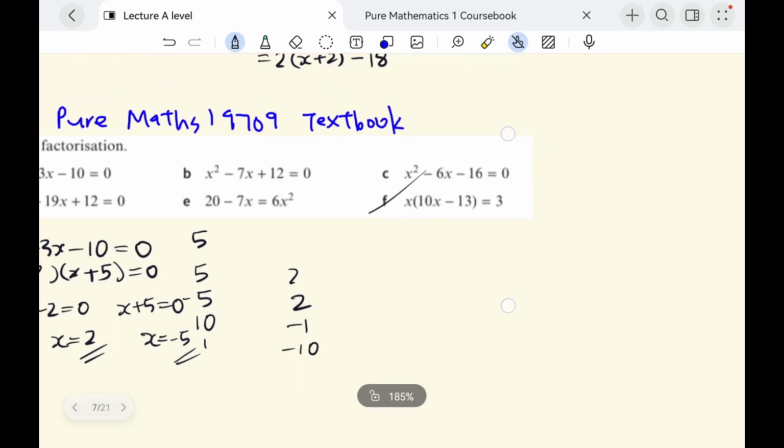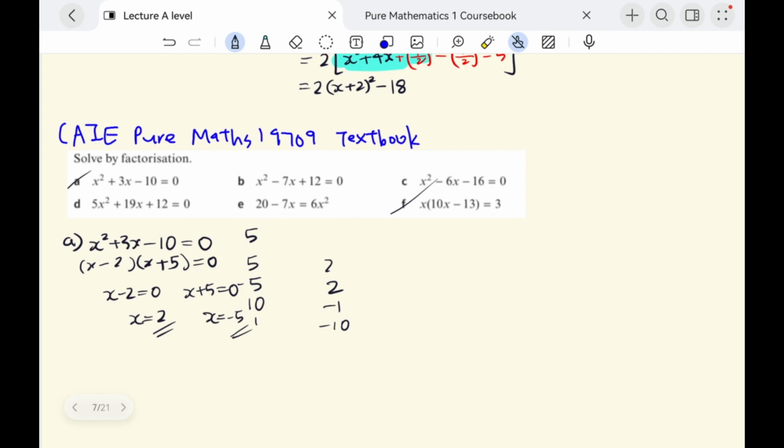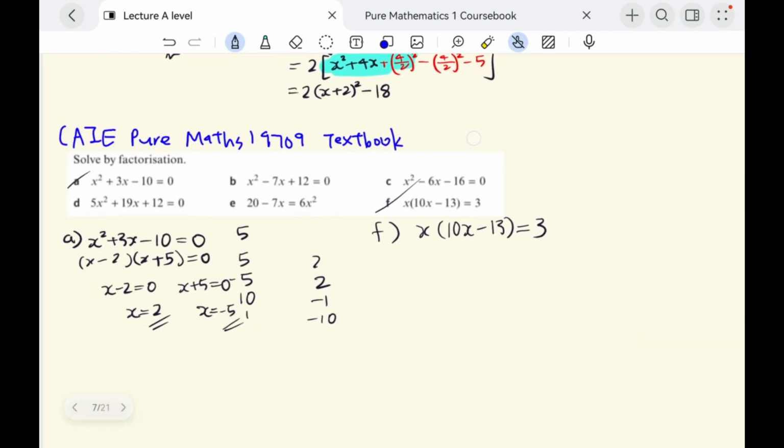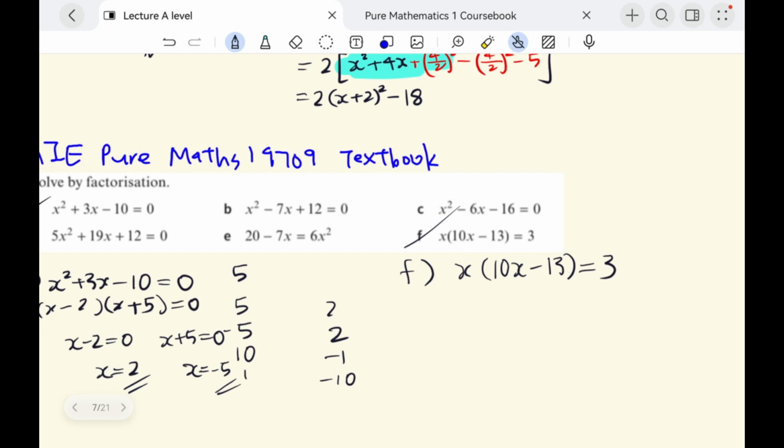And I will solve the F. I don't intend to discuss B, C, D, E for you for too long. But if you have any question, just ask me lah. Ask me through WhatsApp. So let's see the F. This one has an extra step, which is you need to expand the x inside in order to let the highest power of this equation come to 2, which is 10x squared and -13x equals to 3. Next step, you need to move the 3 to the other side of it in order to become a quadratic equation.